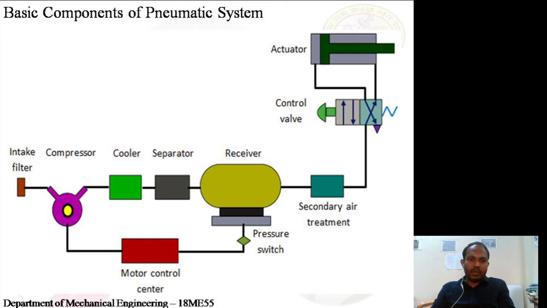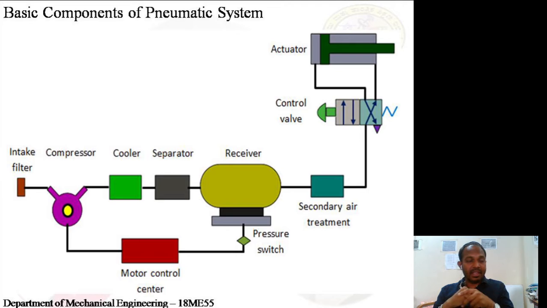Now when you come to the pneumatic systems, we have an intake filter. Obviously, as I just told you in the previous slide, the pump is the one which increases the pressure of the liquid in a hydraulic system, whereas a compressor is the one which is extensively used to convert atmospheric pressure, that is 101.325 kilopascals of air, to a higher pressure. A compressor is the one which compresses it to a higher pressure.